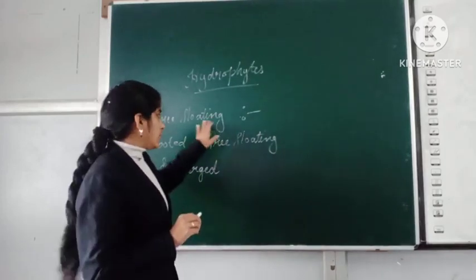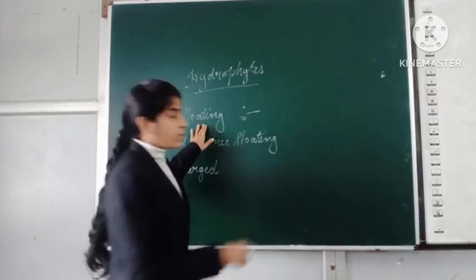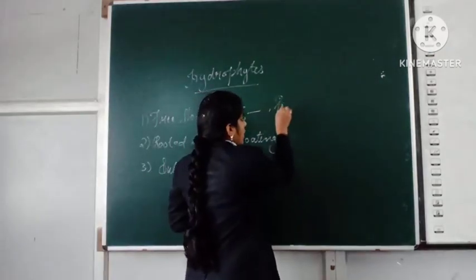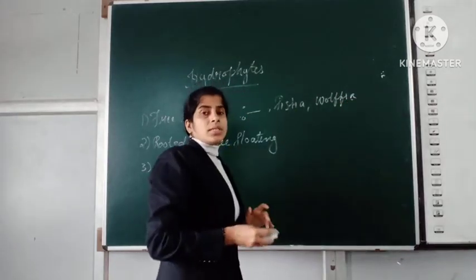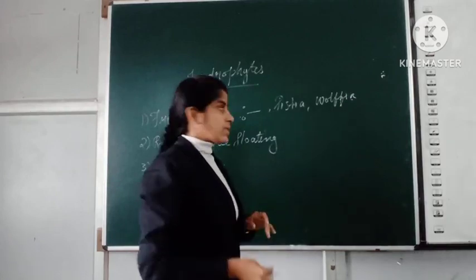Is it clear? Examples are Pistia, Bulbia, Acornia. Acornia is also called water hyacinth.